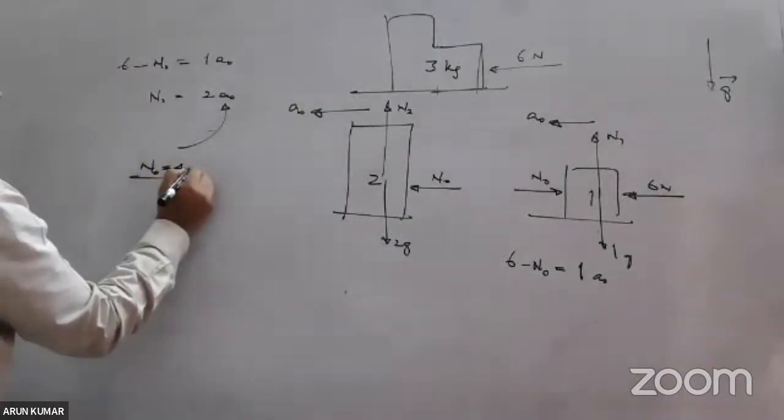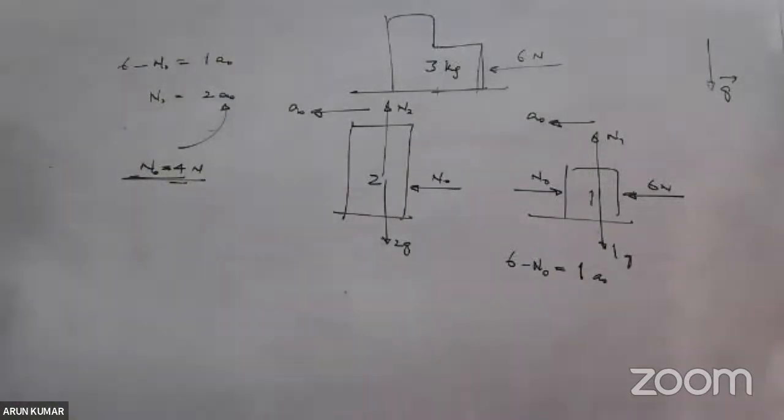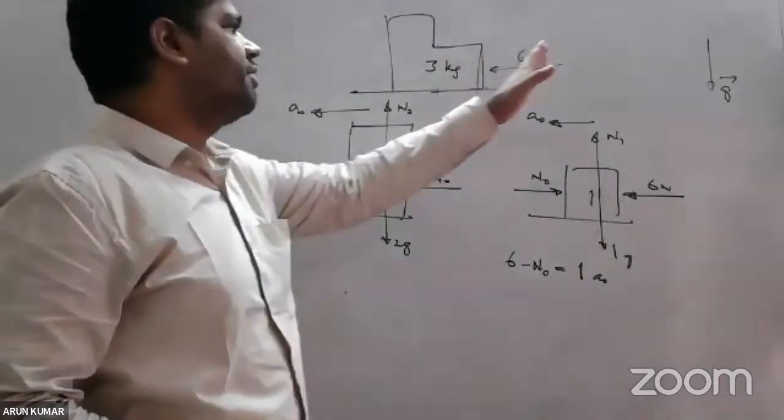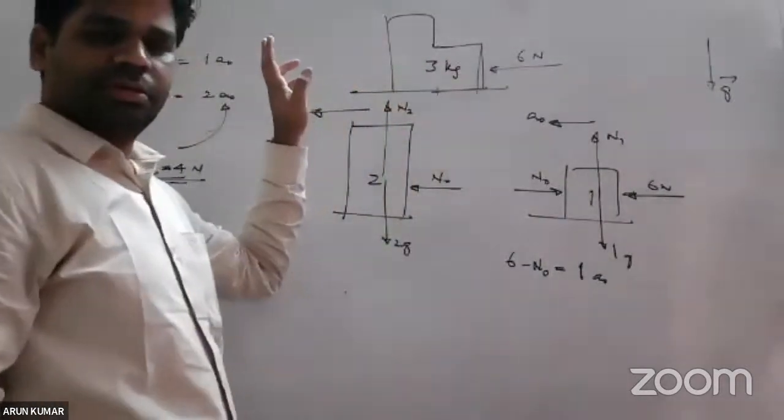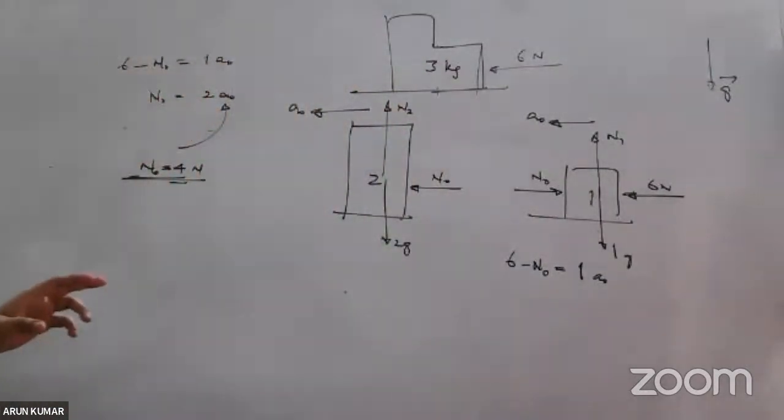Earlier we got 2 Newton, now we got 4 Newton, see. So there's a difference. If I push it from here, the normal reaction is something; if I push it from there, the normal reaction is something else. But the acceleration is the same.